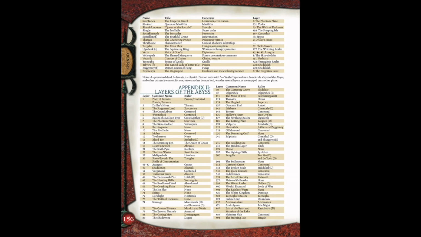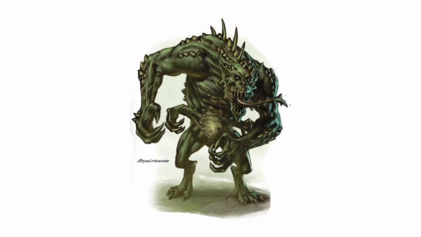Galenkur is the 423rd layer of the Abyss. Unlike most other layers of the Abyss listed in the Fiendish Codex, where it says none or contested or the name of the ruler, this layer says unknown. The only noteworthy thing I can find about this layer is that it's the original home of the Abyssal Eviscerators, a demon used in the D&D miniatures game.